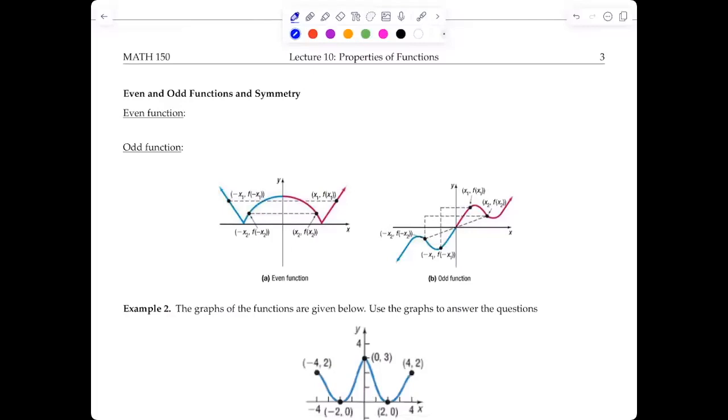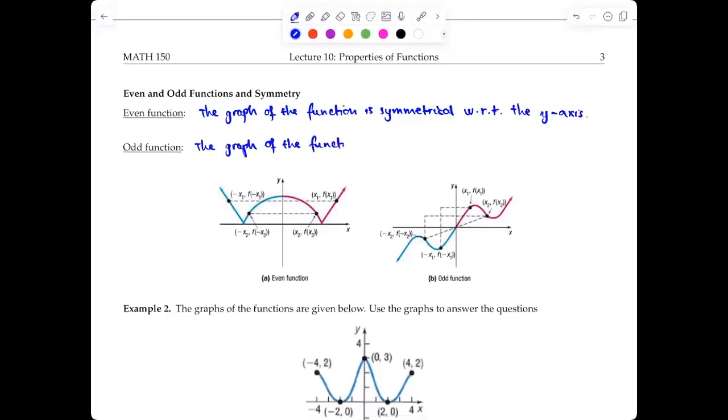So for even functions, the graph of the function is symmetrical with respect to the y-axis. So WRT in this case is with respect to. Now for odd functions, the graph of the function is symmetrical with respect to the origin.